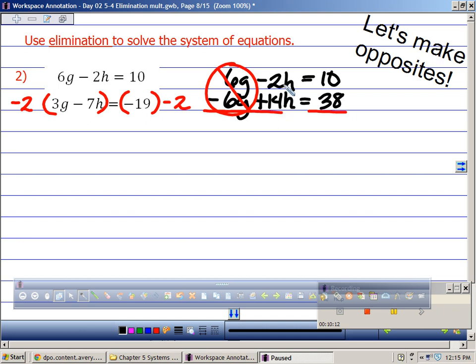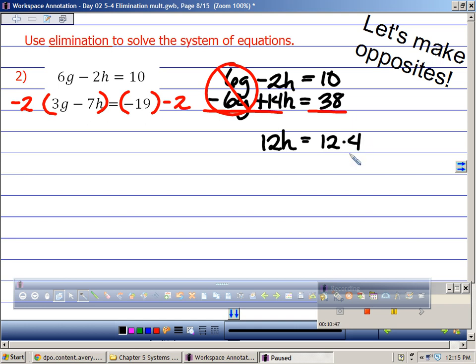14h and negative 2h. Are those different signs or same signs? Different. So we want to find the difference between them. What's the difference between 14 and 2? 12. Is it a positive 12 or a negative 12? Positive, because the 14 has more positives. So 12h equals 48. And Mrs. Muller's not going to write 48. What am I going to write? 12 and 4. 12 times 4.